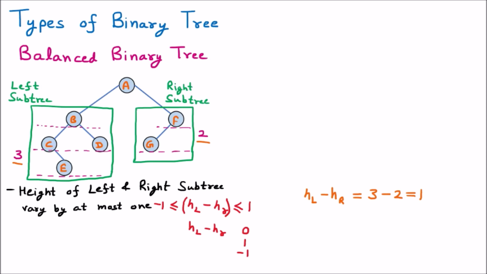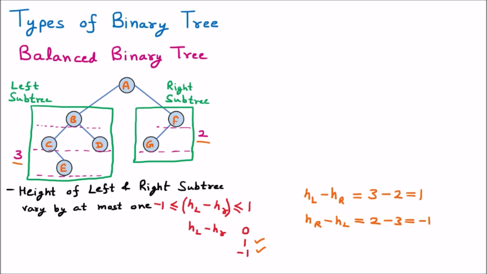Now another case, we are going to subtract from right minus 1 because they are not mentioning left and right. If we take the height of right minus the height of left, then that is equal to 2 minus 3, which is minus 1. So here we understand that the height difference can be 1 or minus 1. That's why we have taken that the difference of height of left and right should be 1, maximum 1.